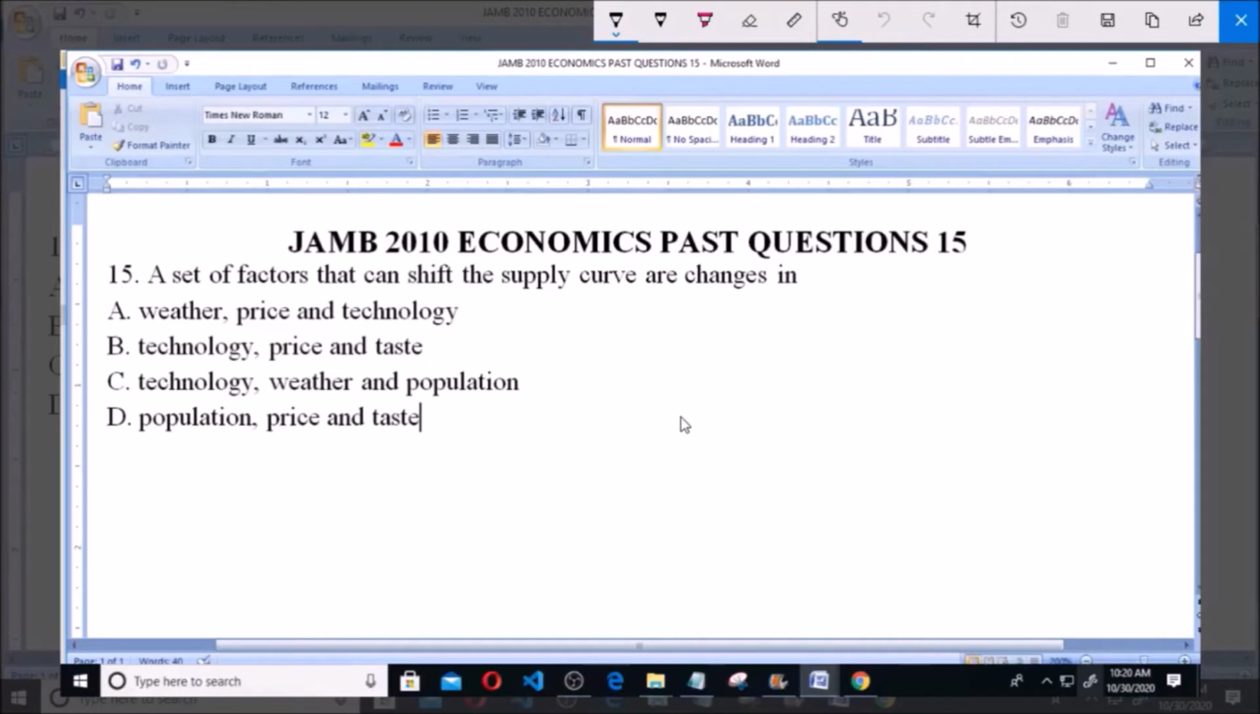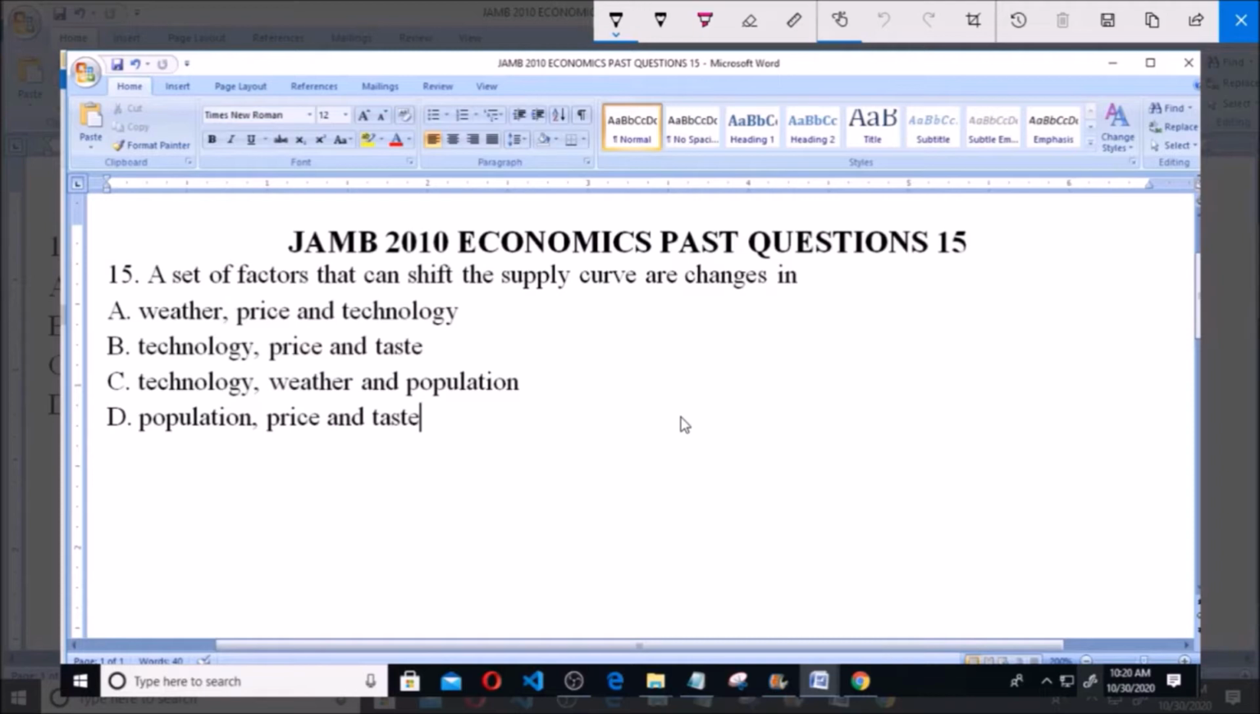Hello, Jamb 2010 Economics past question number 15. A set of factors that can shift the supply curve are changes in: A. Weather, price, and technology. B. Technology, price, and taste. C. Technology, weather, and population. D. Population, price, and taste. This is looking at effective supply.